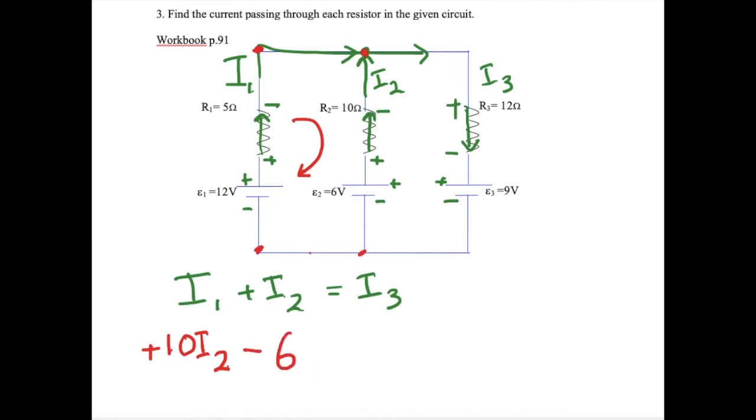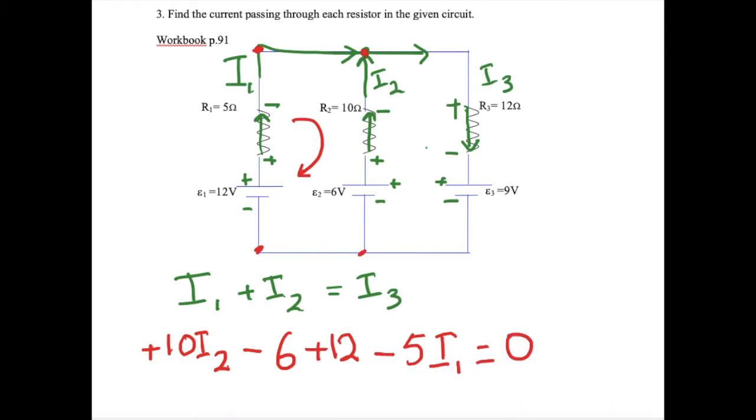That brings me to the 12-volt battery, and for this one I pass from its minus to plus, which is a plus 12 volts in my equation. And for the 5 ohm element, I am passing from its plus to minus, which is a voltage drop of 5 I1. I am back where I started, so I end my equation.